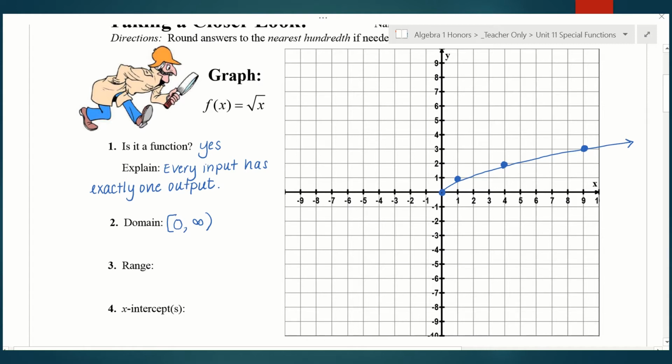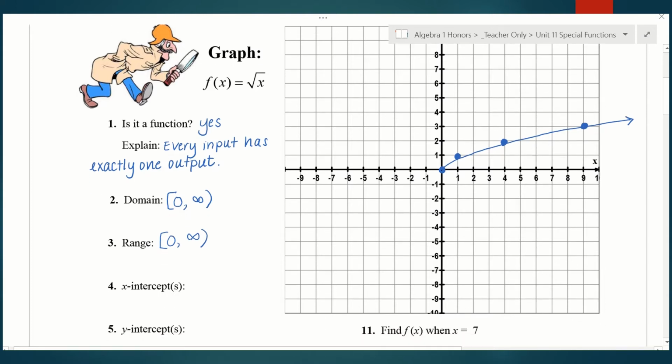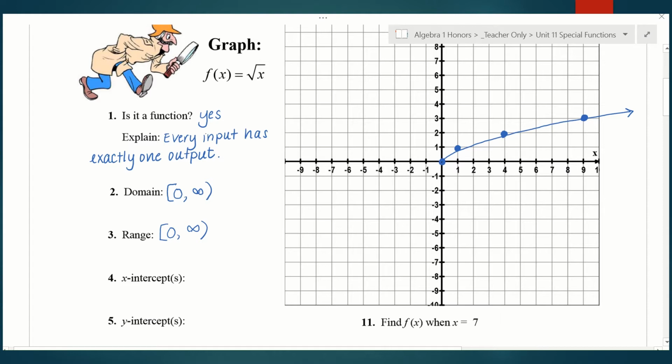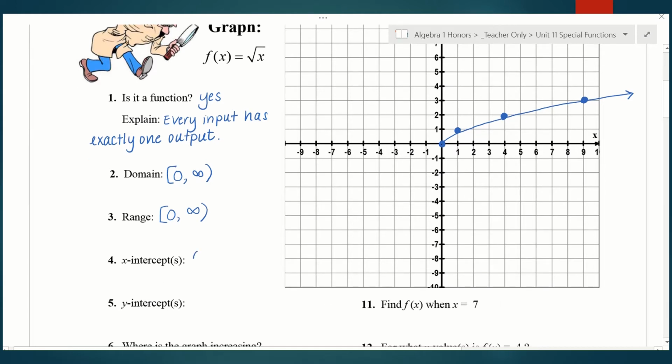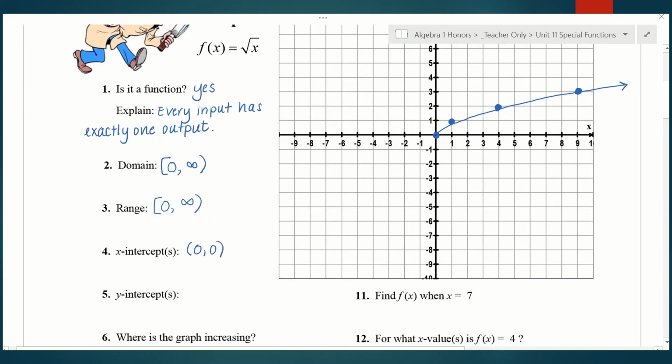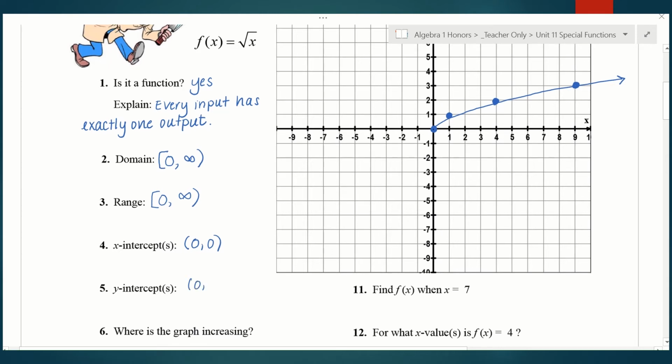For range, remember we're talking about all the possible y values. If you look at the graph, what's the lowest your graph can go? Again, that's 0. And the highest the graph will go is infinity. Okay, x-intercepts. This means where your graph crosses the x-axis. That is at one place, (0, 0), which also happens to be the y-intercept. So the graph crosses the x- and y-axis at the same point.